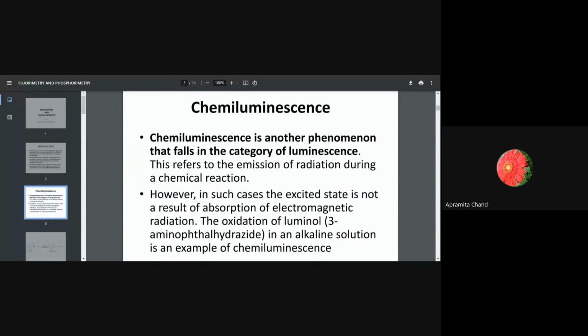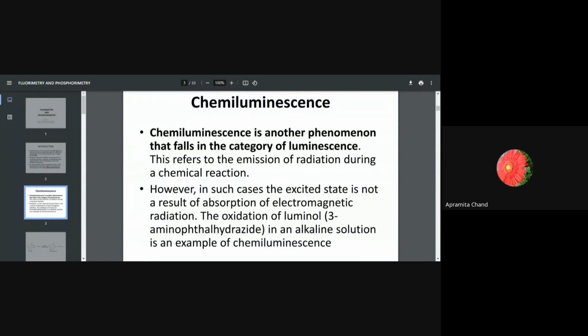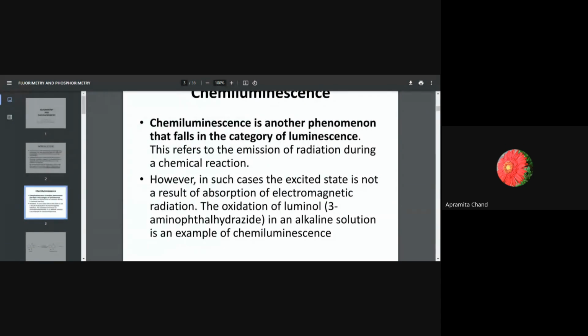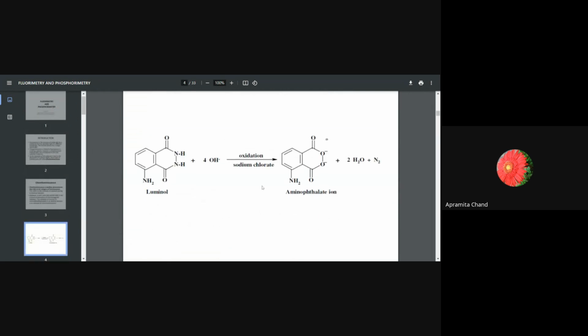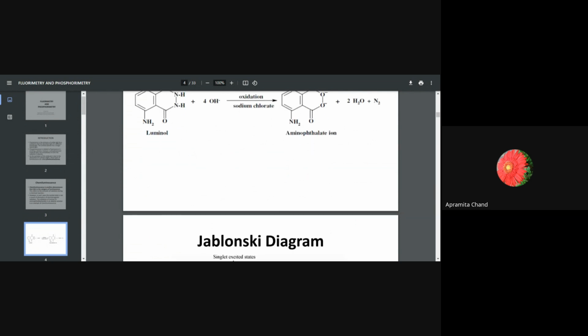Another kind of luminescence is chemiluminescence, because this is radiation emission due to a chemical reaction. So here, electromagnetic radiation is not absorbed, but the emission happens in a chemical reaction. This is an example of how luminol can undergo oxidation under sodium hypochlorite conditions to give the aminophthalate ion, and this in turn will be a luminescent molecule.